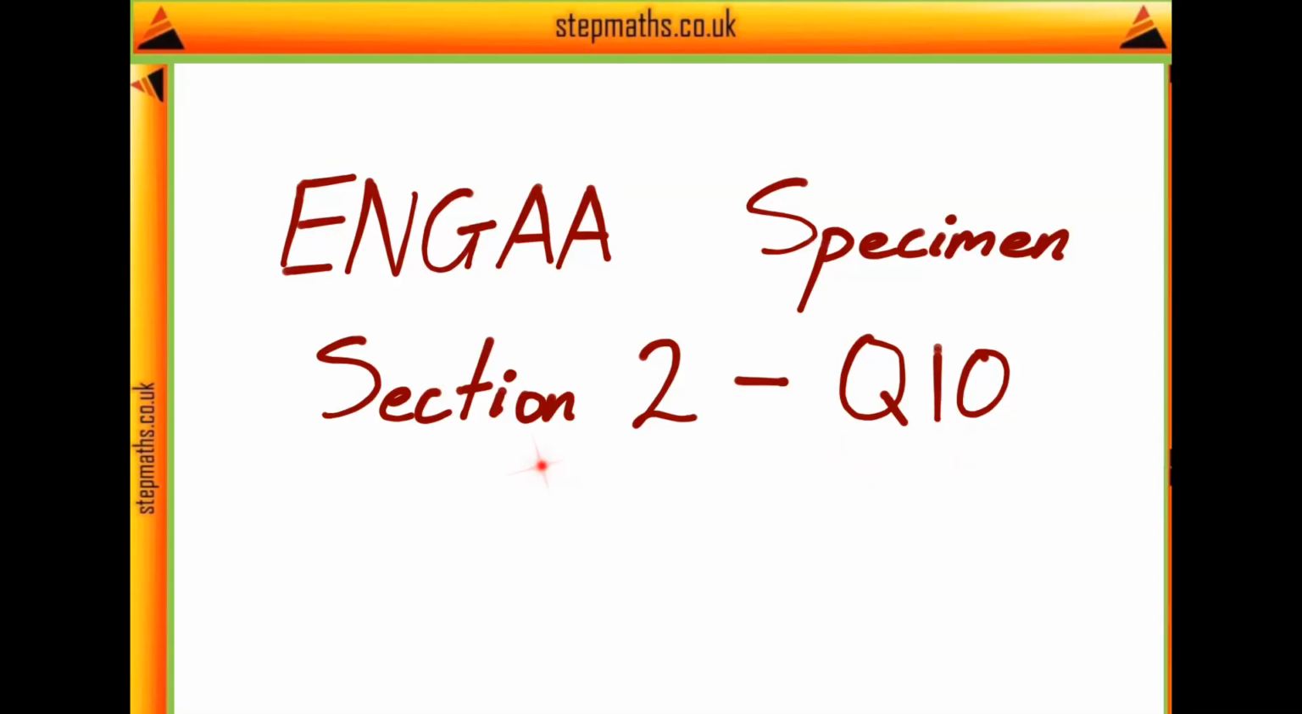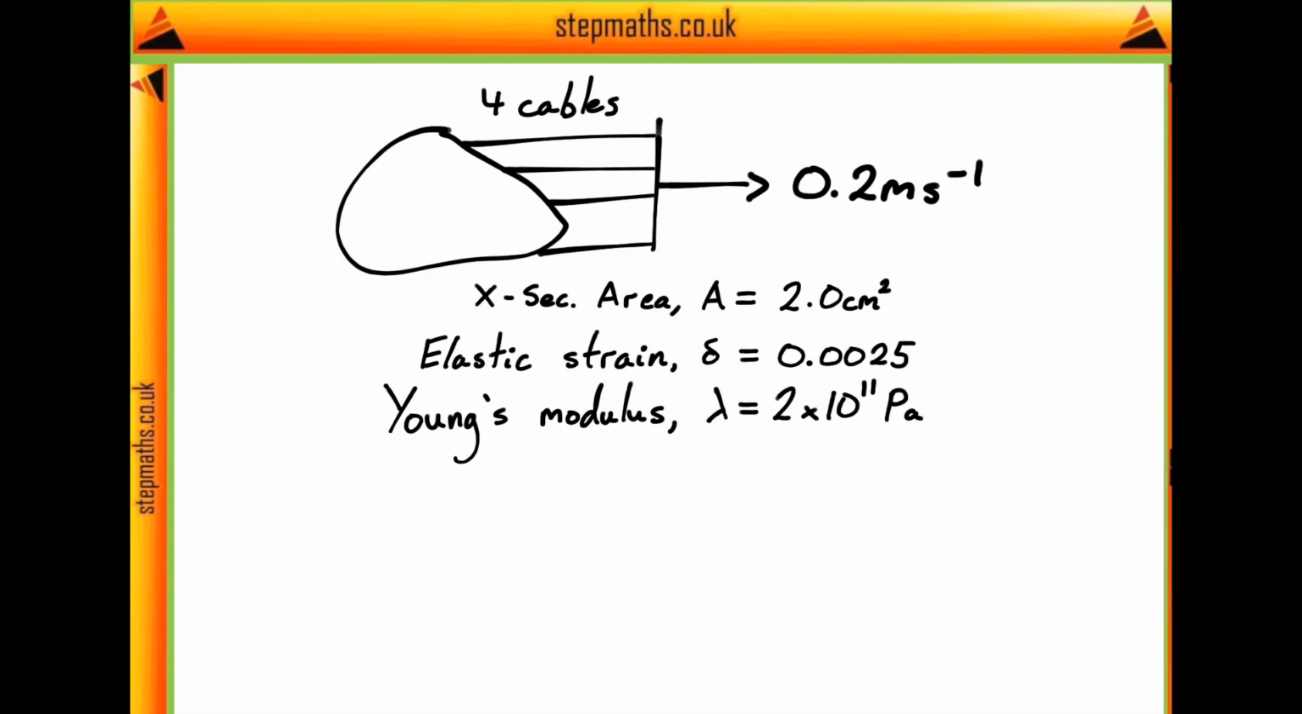Here we're going to look at question 10 from section 2 of the ENGAA specimen paper. In this question we're told that we have a heavy rock which is attached with 4 cables, and they pull the rock at a velocity of 0.2 meters per second.